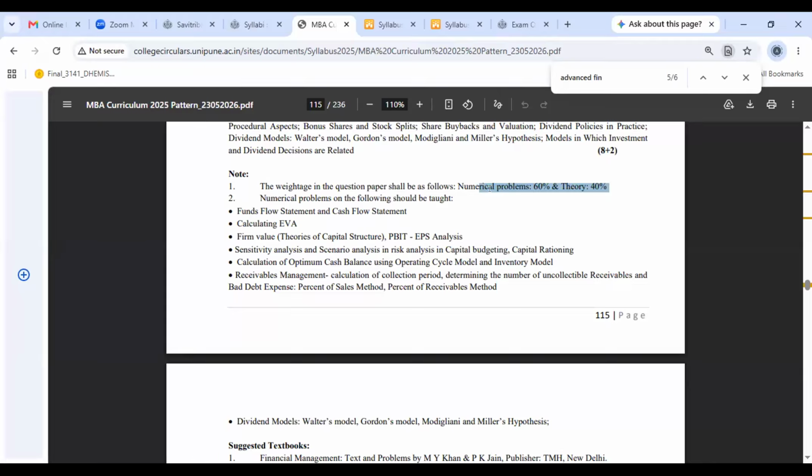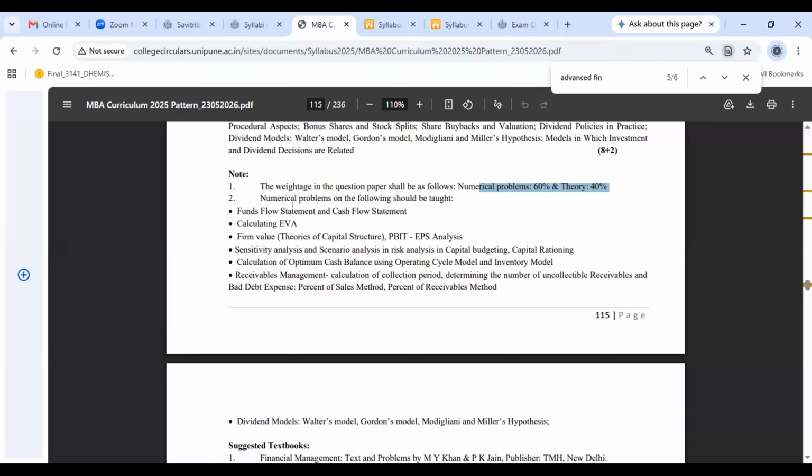So for this subject, 36 marks will be for numerical and 24 marks will be theory. So you cannot keep anything as optional, because 24 marks theory will be there, and out of theory, if you want to score good marks, then numerical should be there.